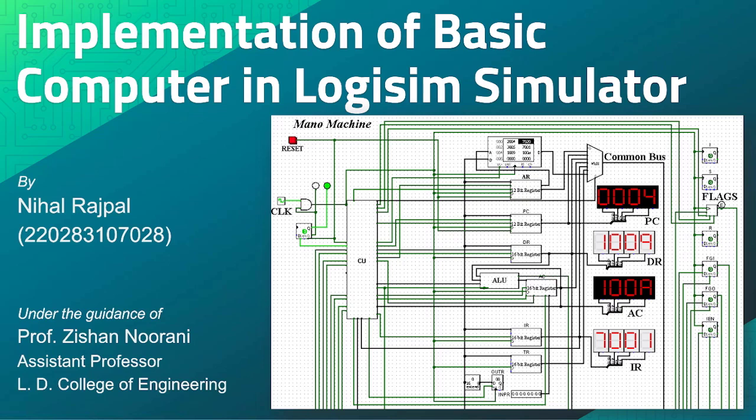In this series of videos, we are going to see the implementation of Mano machine. So Mano machine is the basic computer which is defined by Mr. Maurice Mano in the chapter 5th of his book Computer System Architecture. We have tried to implement that in the Logisim simulator, which is the free and open source digital gate simulator. So before directly jumping to Logisim, let's quickly see the system specification.